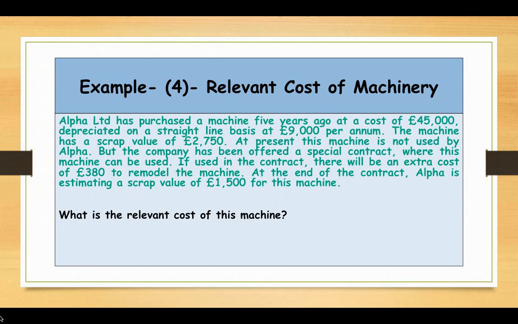plus the extra cost of £380 to remodel the machine. So therefore, the relevant cost of this machinery is 1,250, which is the scrap value lost, plus the 380. So the relevant cost is £1,630.